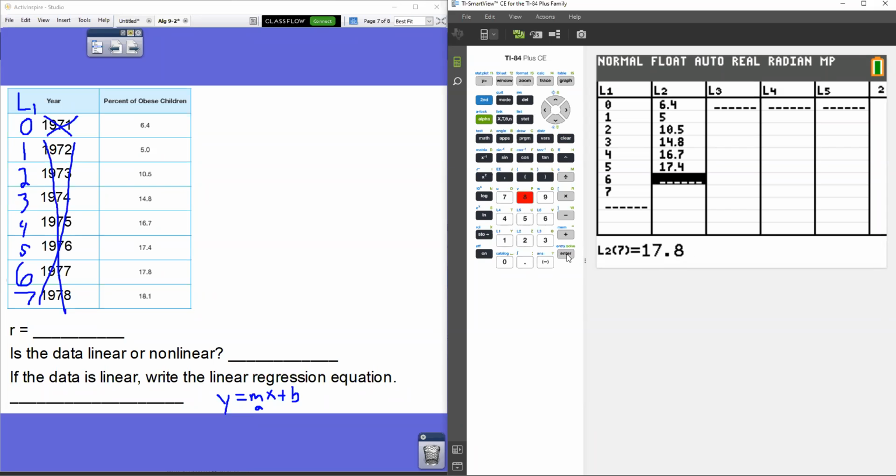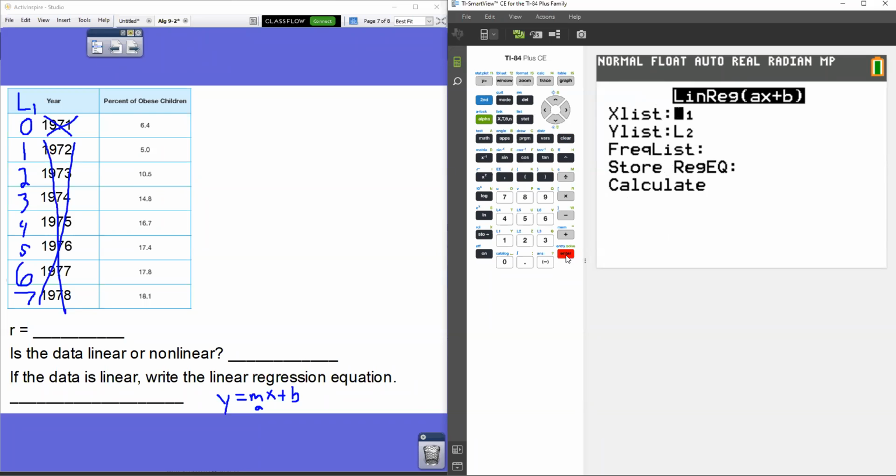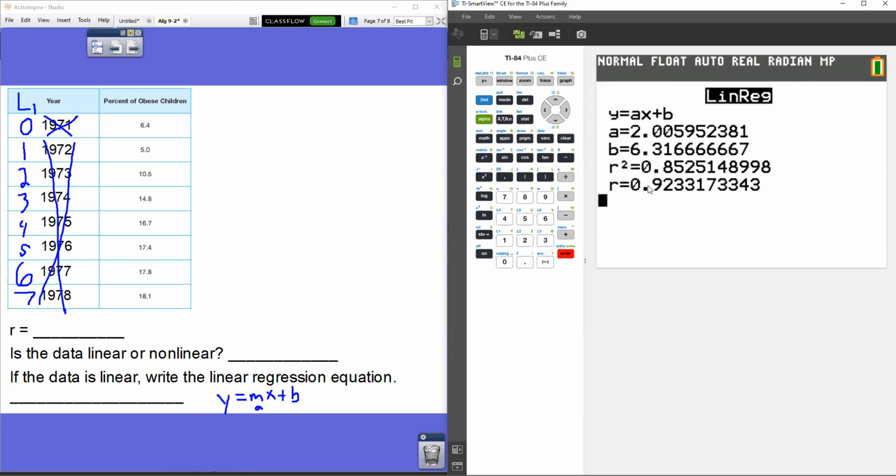Again, one of the biggest mistakes that people make is typing the data in wrong. So always double check your data just to make sure that you typed it in correctly. So now we want to find the R value. Again, the way that we find the R value, stat, calc, number 4 for linear regression. Hit enter. We want L1 and L2, so we're going to go down to calculate. And the calculator does its magic.